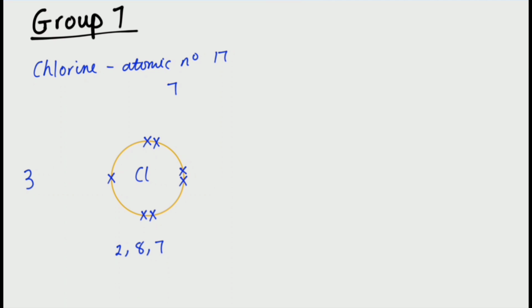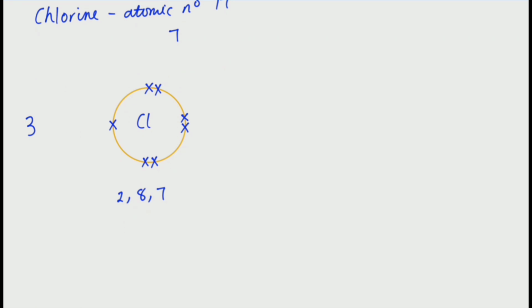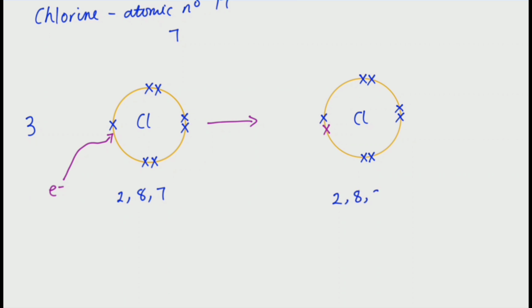Now, what could happen to the chlorine atom? Well, the easiest thing that could happen is that one electron could be donated to the chlorine atom, or chlorine could gain 1 electron and a new particle will form, and this new particle, now just drawing the outer shell, will have 7 electrons that were originally from the chlorine atom, and it will have an 8th electron that has been donated. So its electronic configuration will be 2, 8, 8. So notice it's got a full outer shell of electrons.